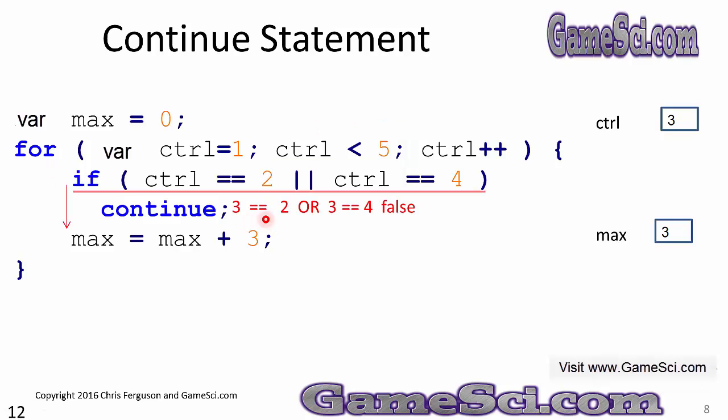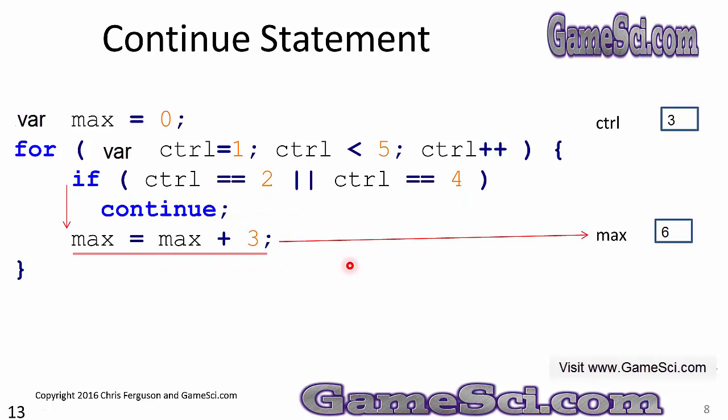This time 3 == 2 is a false statement, and 3 == 4 is a false statement. This if statement is false. When it's false, we skip the continue and go to the line that says max =. max = max + 3 is going to change the max variable to 6. We've executed this code twice now, and we have 6 in the variable max. Hit the end of the loop. At the end of the loop, we spin back up and repeat the code.